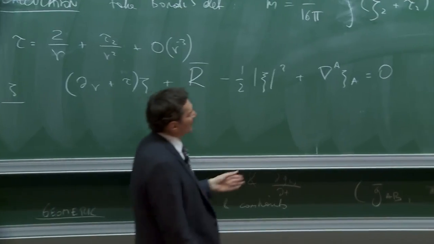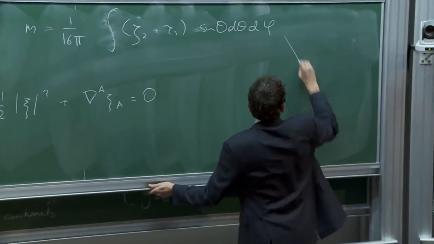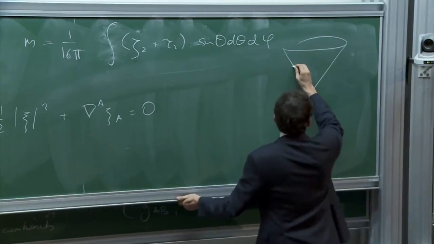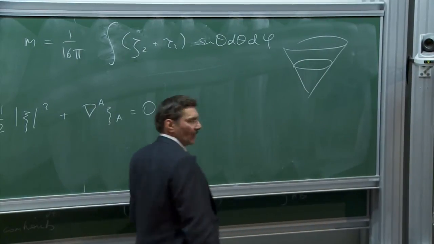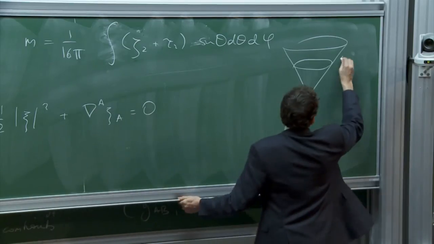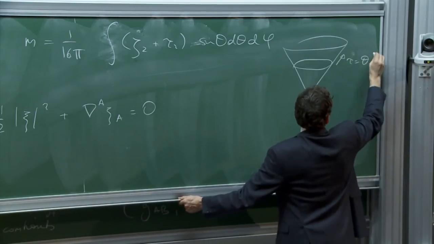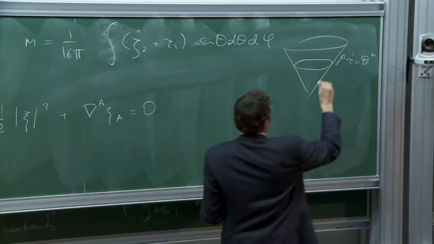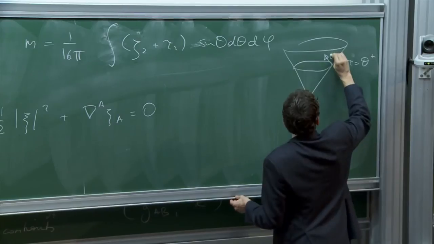By the way, I should say that zeta is actually the following. Well, once you have your light cone and you have the cross section of this light cone, then I've told you that tau is the divergence of the light cone in this direction. Zeta is actually minus the divergence in this direction.